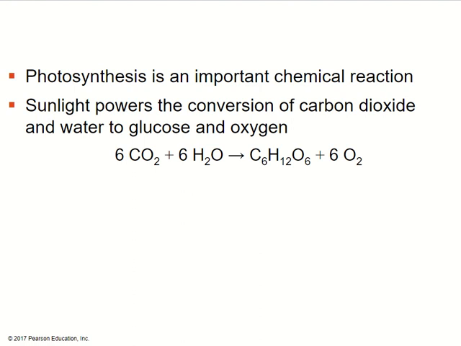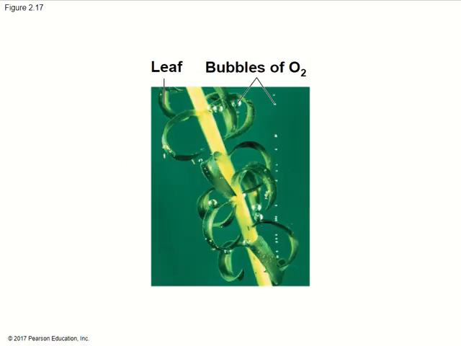Photosynthesis is an important chemical reaction. Sunlight powers the conversion of carbon dioxide and water to glucose and oxygen. Typically it is not necessary to remember the whole thing, but 6 molecules of carbon dioxide react with 6 molecules of water to form a single molecule of glucose, C6H12O6, and 6 molecules of molecular oxygen. The stoichiometric coefficients usually are not remembered in every single class. It depends on your instructor. Oxygen bubbles off of leaves underwater.